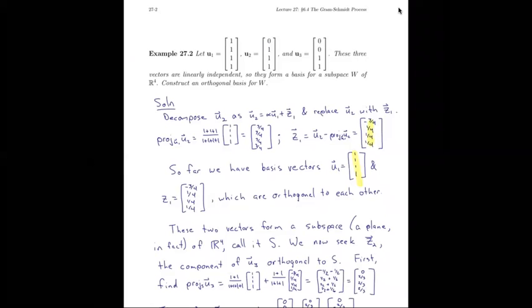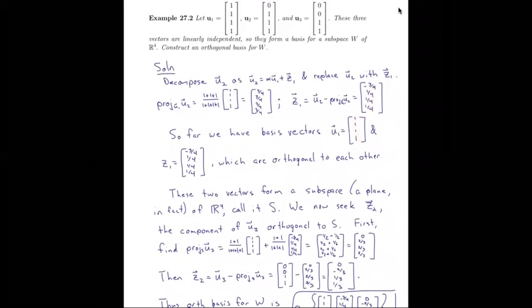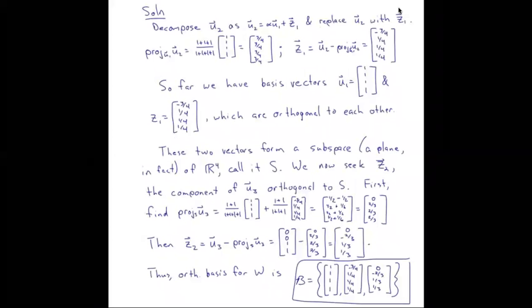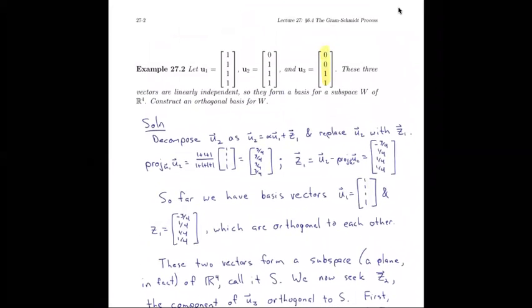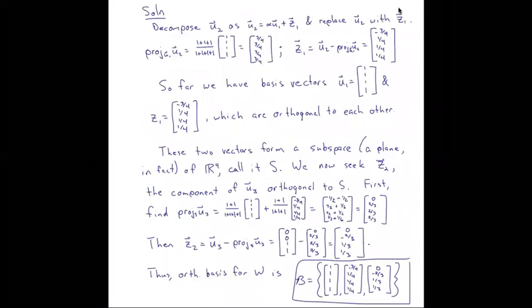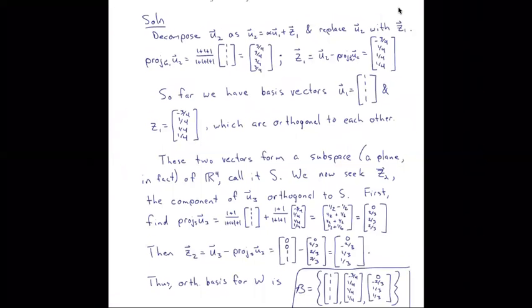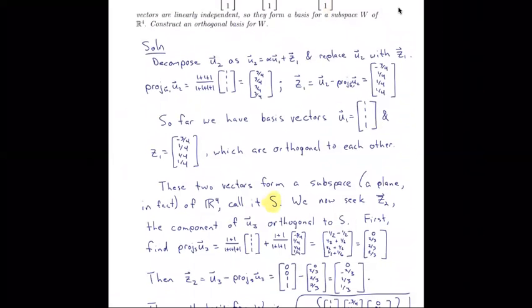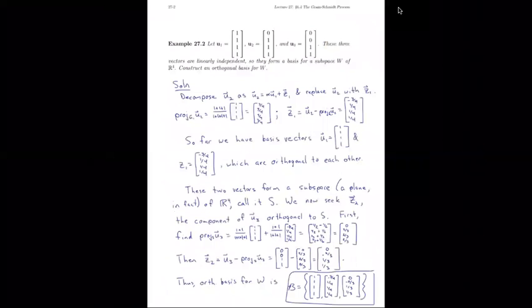So far, this is our list of basis elements. Okay, so with 2 vectors in our basis, they form a subspace, right? So the span of these 2 vectors forms a subspace, and in fact, it's a plane. Actually, 2 vectors form a plane in Rn, and we'll call that subspace S. And what we'd like now is to find a 3rd vector, Z2. It's going to be based off this vector U3 that we haven't used from the original basis. And we want to find the component of U3 that's perpendicular to our space S, or orthogonal to our space S.